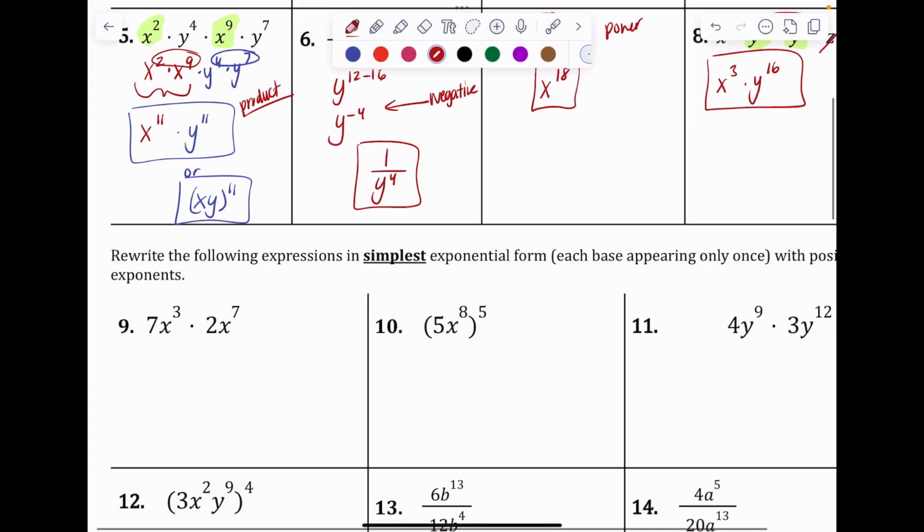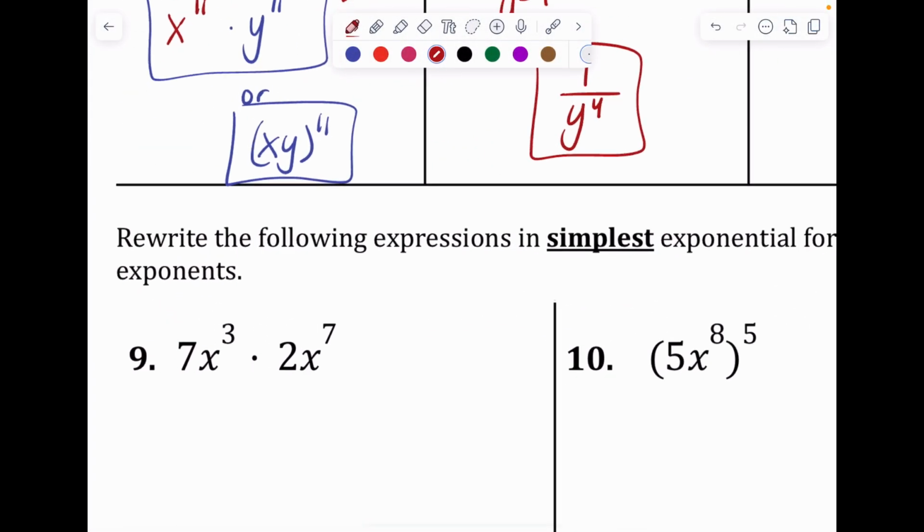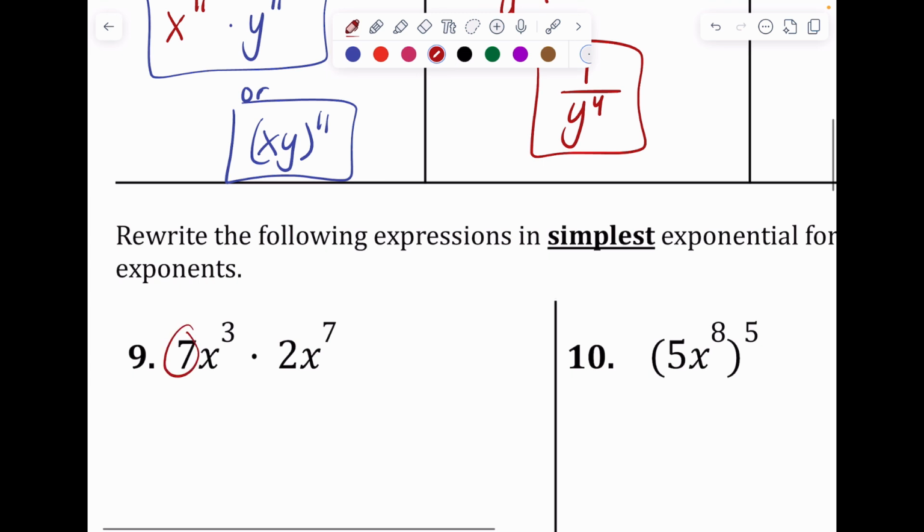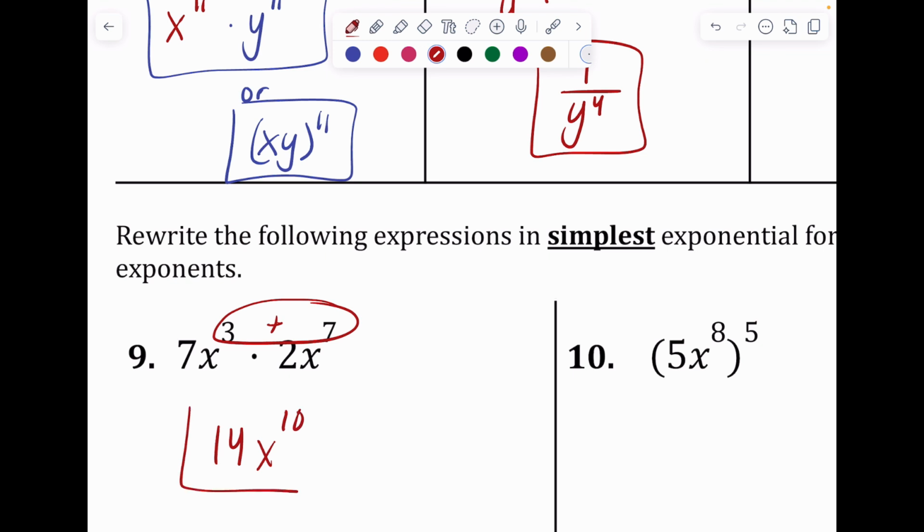Here we're going to have to use our rules. So I have 7 times 2. Again, 7 times 2 is just 14. Then I have x to the power of 3 times x to the power of 7. That is our product rule. So a product rule tells us to add our exponents, where we have x to the power of 10.